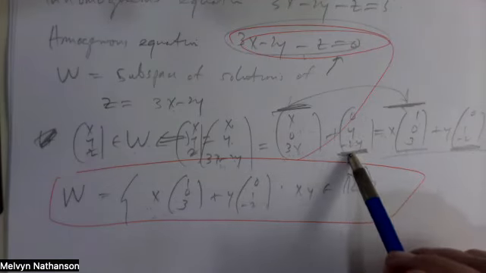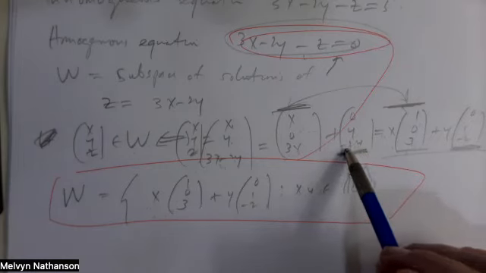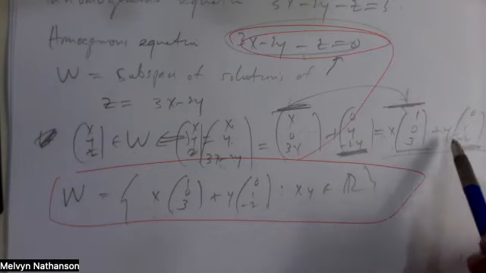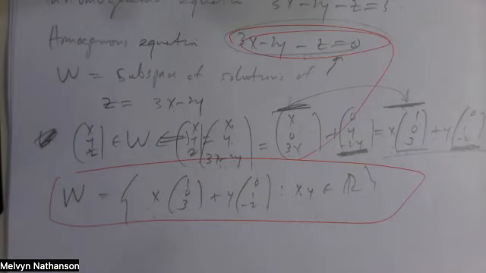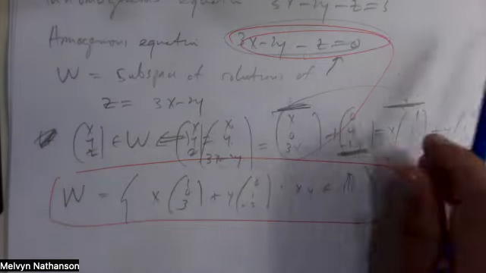This is 0. That's negative 2y. This is negative 2y, which is the same as y times negative 2. Okay. Now let's look at the inhomogeneous equation.